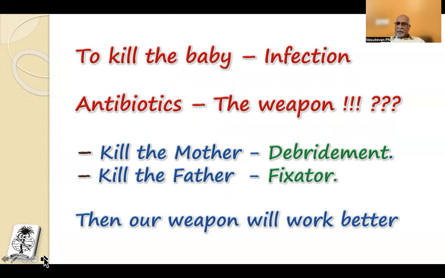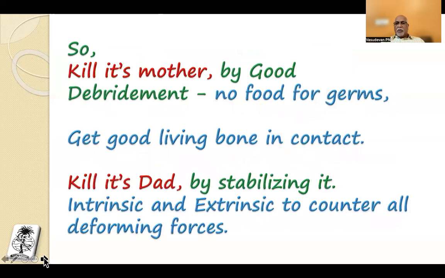So the best way to tackle it is to kill the mother by appropriate debridement, radical debridement, and kill the father by appropriate fixation, to give a stable fixation, as I have demonstrated yesterday. Then, if you do these two things, our weapon, antibiotic, will work better. So it's a three-prong approach: kill the mother, kill the father, and the weapon will control the infection.